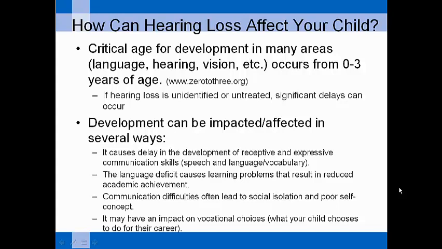So when they get to school, having that delay in language can make it more difficult for them to understand basic math concepts or abstract ideas or certain science concepts, and can really impact how well they do in their class. A lot of times children with hearing loss, if not given the proper management, will fall behind in their grades because of that. Communication difficulties from a social standpoint can lead to social isolation and poor self-concept.